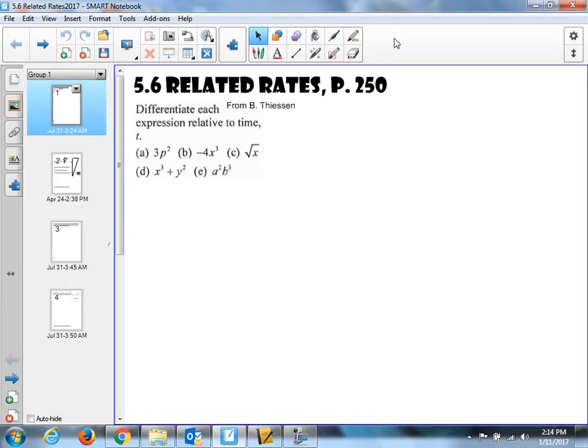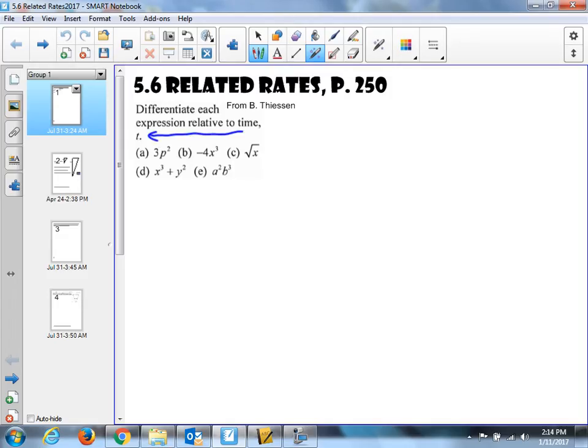First thing we're going to start with is a skill that you guys have kind of seen, especially during implicit differentiation. We're going to try it again. Differentiate each expression relative to time, t. Now, I look at this, and there's no t in here, but if I differentiate with respect to x, what symbol do I use? D by dx.